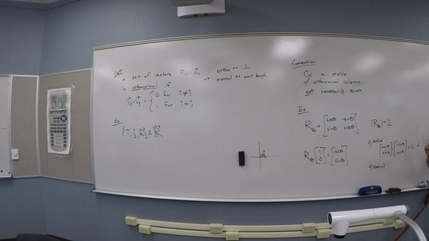And would they be normal because the max is 1? No. Well, what do you get by dotting them with themselves? Yep, I need to take them and dot them with themselves. So if I take cosine theta, sine theta, and dot it with cosine theta, sine theta, I get cosine squared theta plus sine squared theta, which is 1 by the, what do you call that thing? Pythagorean. Very nice.